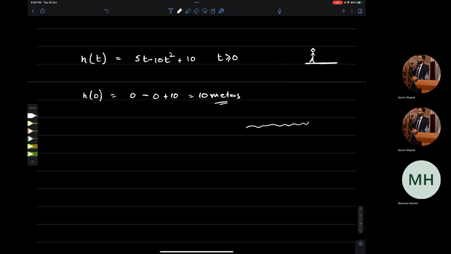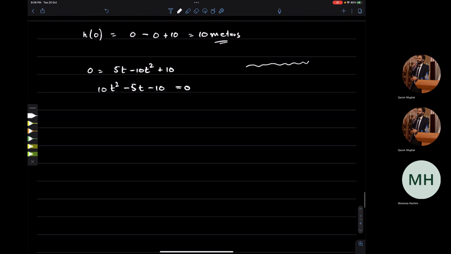So it means I'm going to put 0 in place of h of t. So y is 0 in this case. That's going to give us 0 equals 5t minus 10t squared plus 10. So technically, I'll be solving this quadratic equation. If I rearrange it, it's going to give me 10t squared minus 5t minus 10 equals 0. The difference should give us negative 5. No, not possible. All right, let's just use the quadratic formula instead.